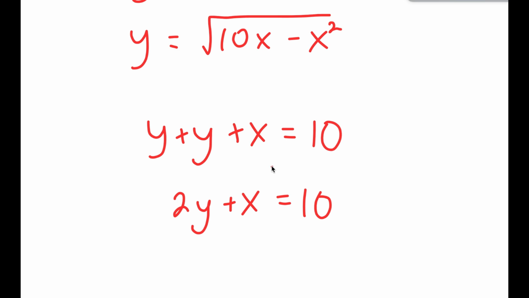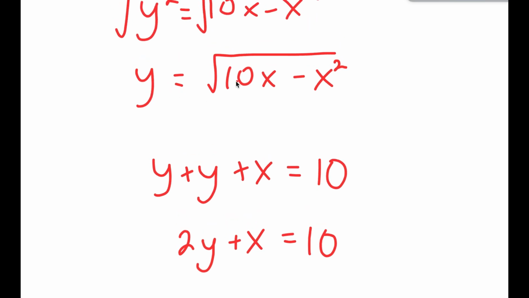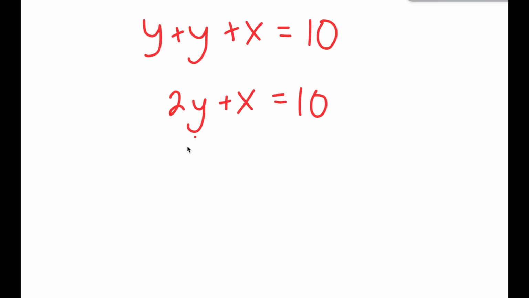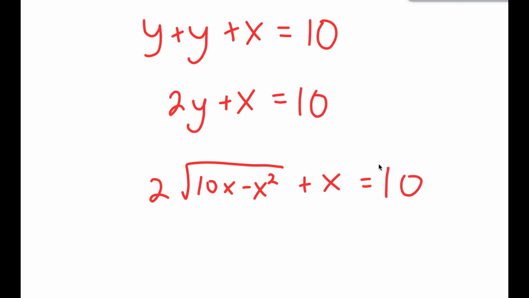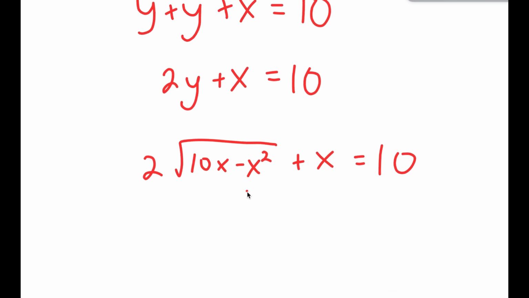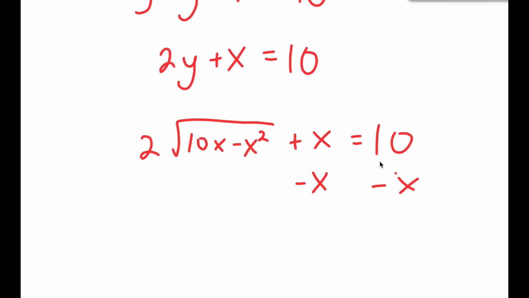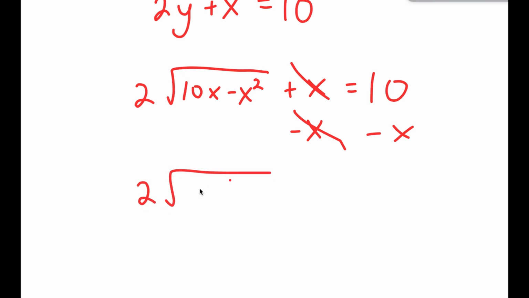So if 2y plus x equals 10, well, we already have our value of y right here, which is the square root of 10x minus x squared. So I get 2 times the square root of 10x minus x squared, plus x, is equal to 10. So now from here, we only have one variable left in our equation, which is x, and that's what we're solving for. So this is much easier to solve. Now the first thing I'm going to do is subtract x on both sides. So I get 2 times the square root of 10x minus x squared is equal to 10 minus x. And now to cancel out the square root, I'm going to square both sides.